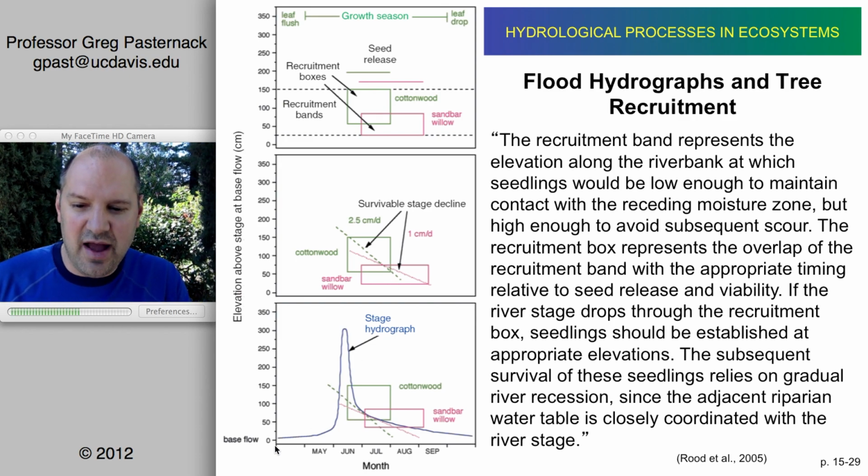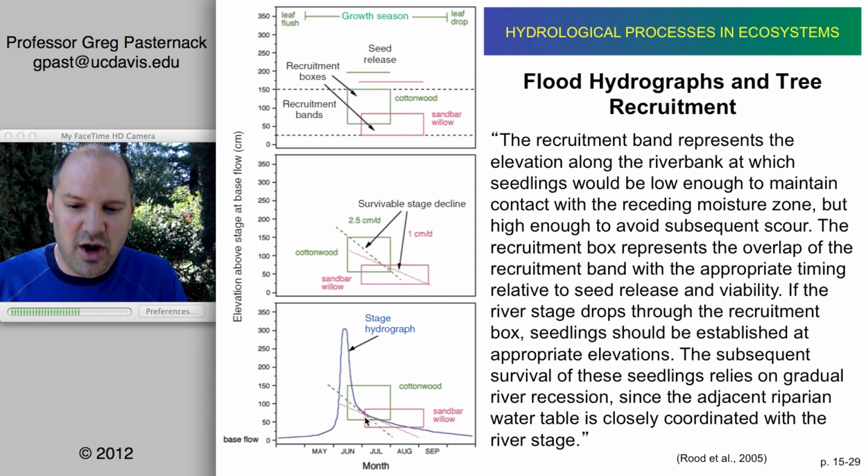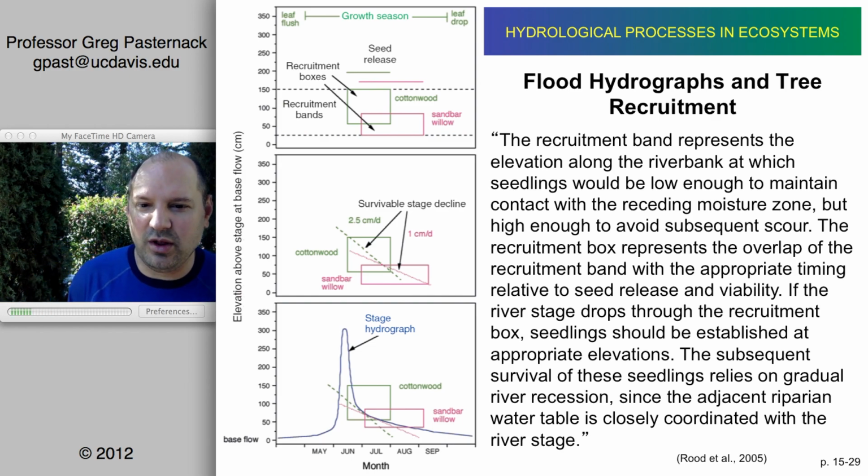So here's a hydrograph on the bottom, and you can see that there's a period in here in which we're inside the cottonwood box, and so that's the duration over which recruitment can take place for cottonwoods. And then similarly, here we are inside the pink box, and so that's the period of time when we can have that for sandbar willow.